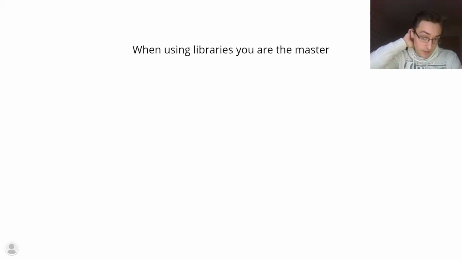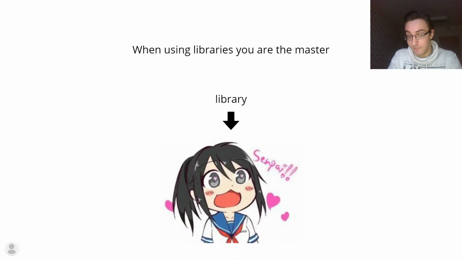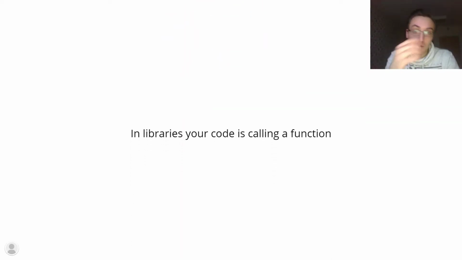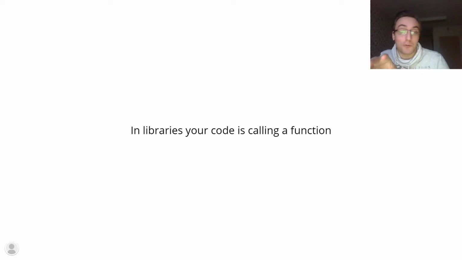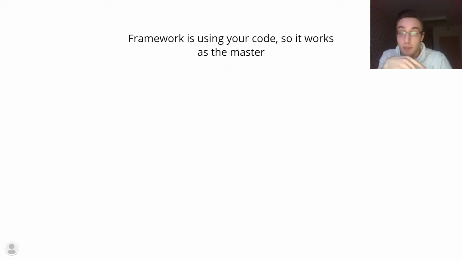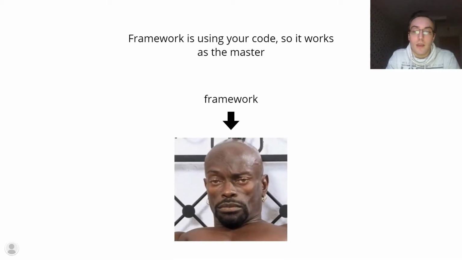When you use a library, you are the master. Yeah, the master, senpai. So in libraries, your code calls a function and gets a response in return. On the other hand, a framework is using your code, so it works as the master. That means you don't have control over what will happen and when, which is the responsibility of the framework. The advantage is that you have fewer things to worry about, but you also have less control over them.